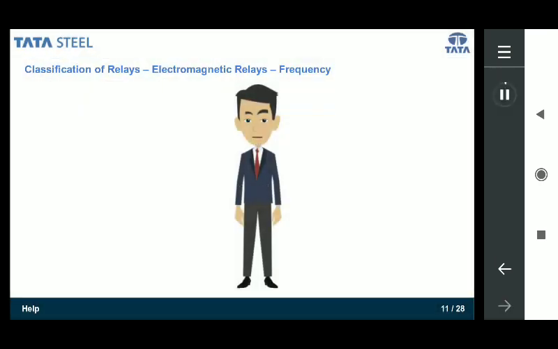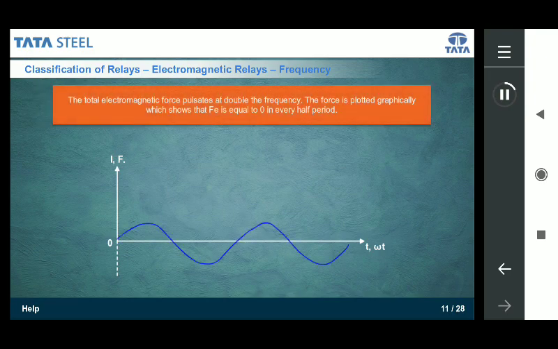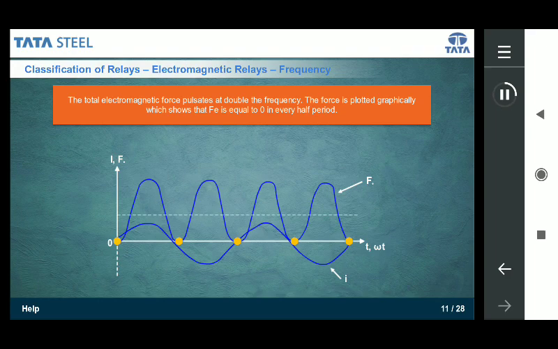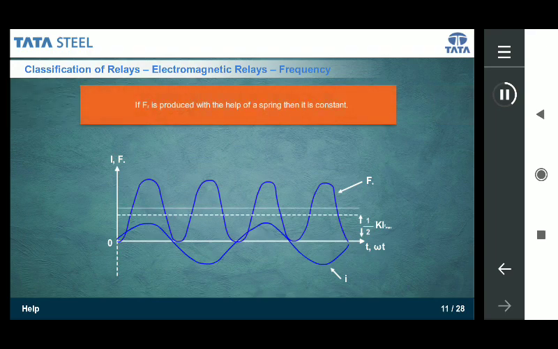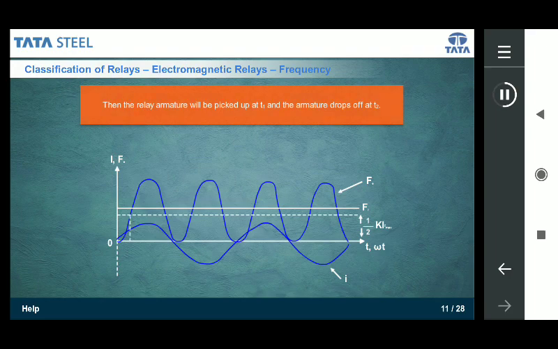Let us now look at how frequency works in an electromagnetic relay. Take a look at this graph. The total electromagnetic force pulsates at double the frequency. The force is plotted graphically, which shows that Fe is equal to 0 in every half period. If Fr is produced with the help of a spring, then it is constant. Then the relay armature will be picked up at T1 and the armature drops off at T2.